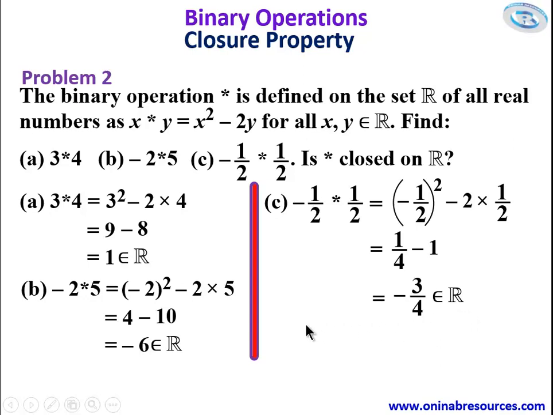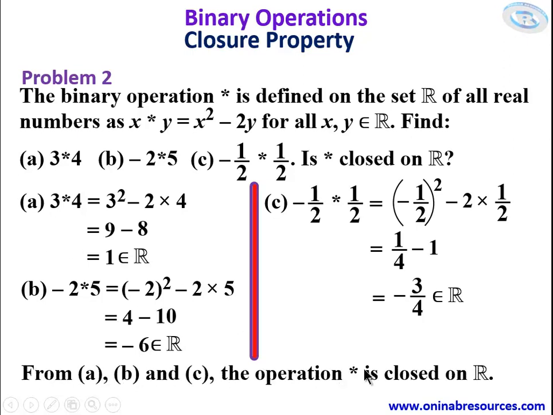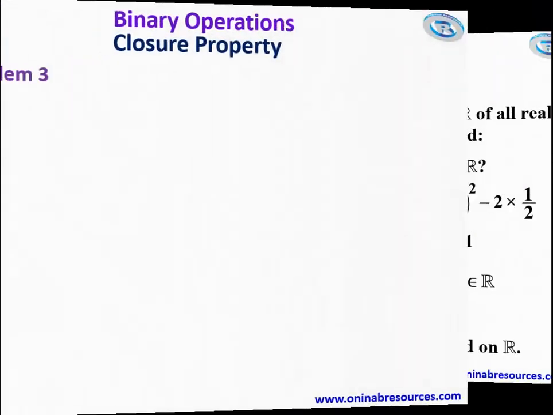We can now make our conclusion that from A, B, and C, the operation asterisk is closed on R. We can all see that the various values of real numbers used and substituted into this operation all give real numbers. So we go to problem 3.